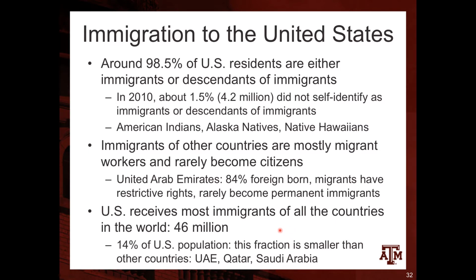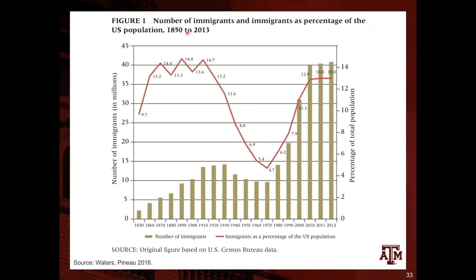But one interesting characteristic of immigrants in the US is that they usually have more rights and more chances of becoming permanent immigrants, compared to immigrants in other countries, who have really low chances of becoming citizens. And the number of immigrants, and immigrants as a percentage of the US population, from 1850 to 2012, is shown in this graph here.